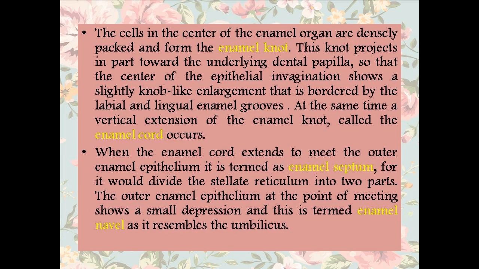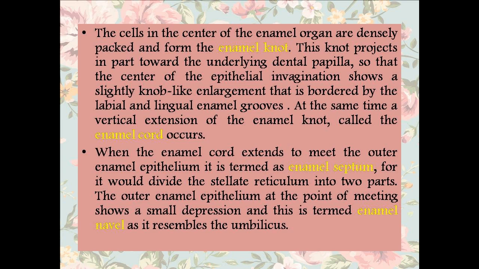Now let's talk about 4 important temporary structures which we see in cap stage. The cells in the center of the enamel organ are densely packed and form the enamel knot. This knot projects in part towards the underlying dental papilla so that the center of the epithelial invagination shows a slightly knob-like enlargement that is bordered by the labial and the lingual enamel grooves. At the same time, a vertical extension will be seen from this enamel knot and it's called the enamel cord. It's cord-like, so it's an extension from the enamel knot.